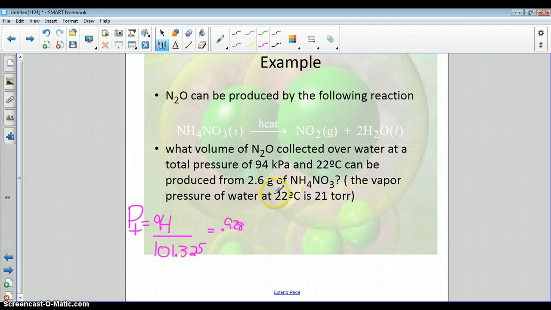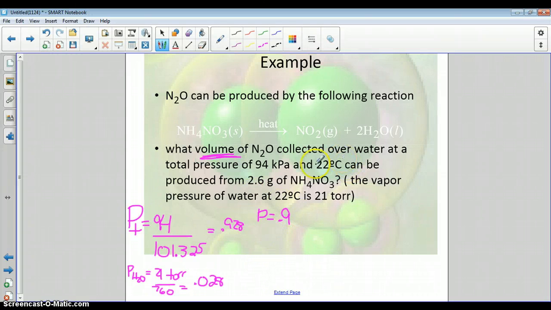And we know that the vapor pressure of water is 21 torr. Okay, so that's our pressure of H2O. To get out of torr, we divide by 760. So that gives us our vapor pressure of water of 0.028 atmospheres. Now we know that the pressure of the water plus the pressure of the N2O gas gives us our total pressure. So we subtract these two, that gives us just the pressure of the N2O. So that's 0.9 atmospheres. Okay, now we can actually try to answer the question, which is what is the volume?